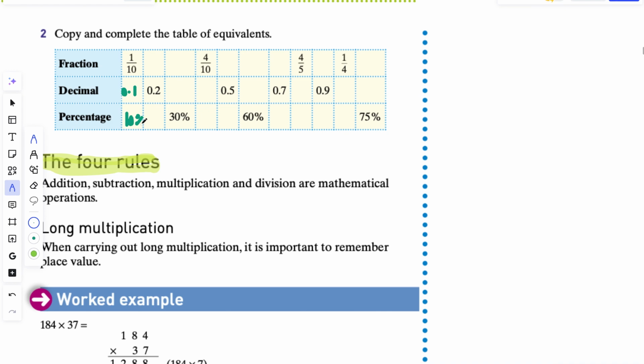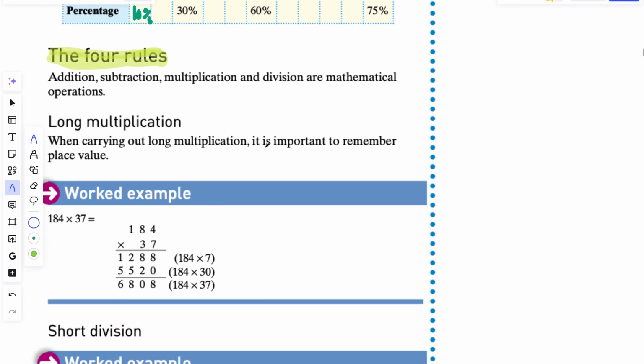Now, if this is 30%, 30% in decimal will be 0.3. In fraction it will be 30 over 100, right? If you simplify to the lowest term, it will be 3 over 10. So this one is 3 over 10. Okay. So this one is 0.2. You already know it's 2 over 10. If you change to percentage, you already know it's 20%. So you fill this one up, and as a rule that helps you.